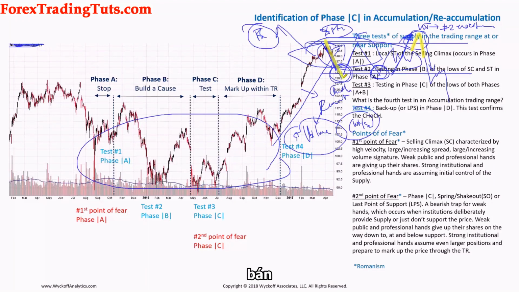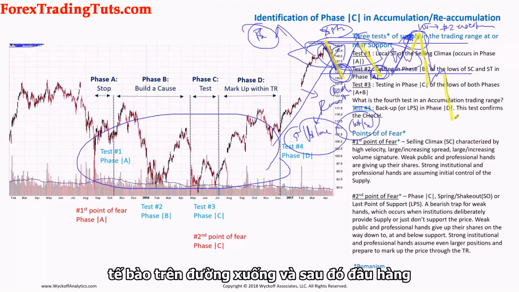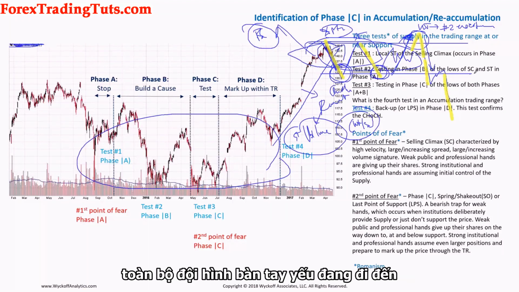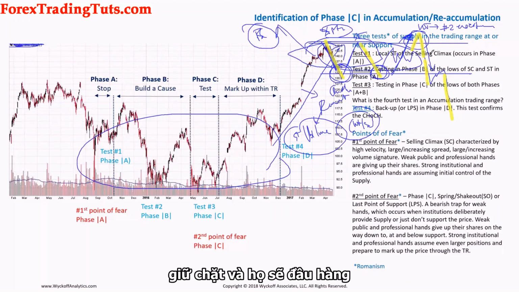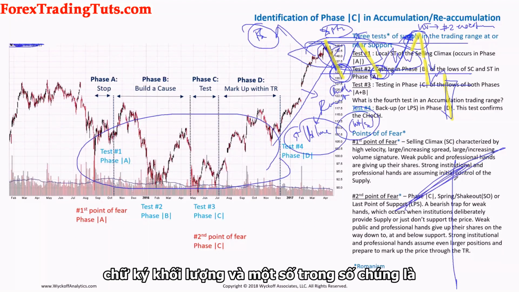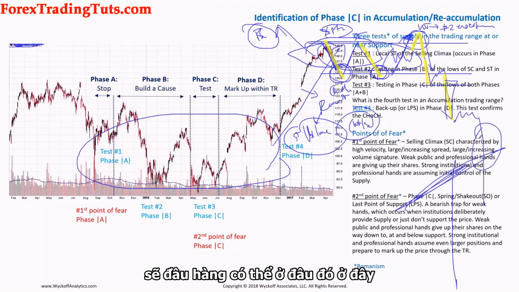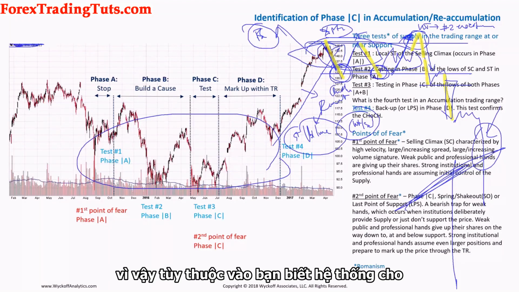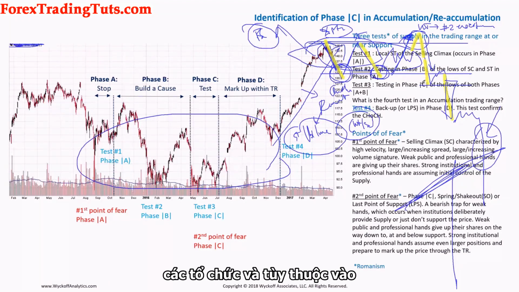sell, sell on the change of character, sell in phase B, sell on the way down, and then capitulate on the way down. And throughout this whole formation, weak hands are going to hold on and they're going to capitulate relative to the emotional pain that they can withstand, and to the knowledge and skill that they have. So some of them are going to capitulate somewhere here, and usually this area is going to be associated with the largest volume signature. And some of them are going to capitulate maybe somewhere here. So it depends on the system for institutions and on the emotional pain for the public.